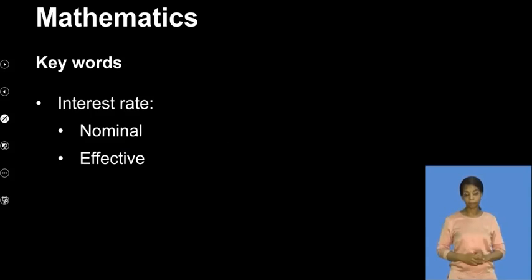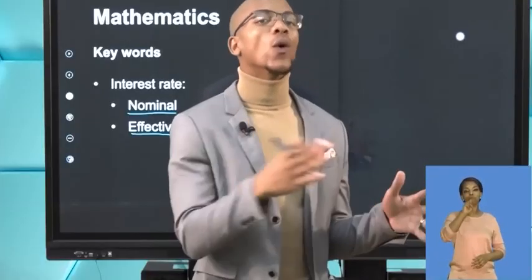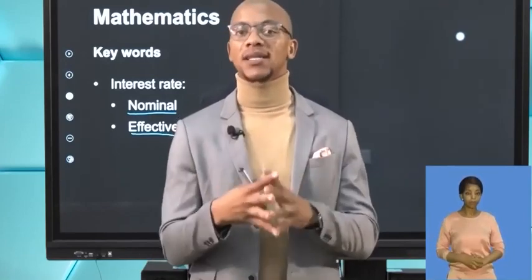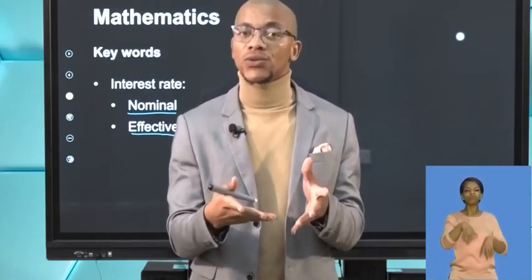Now, another concept that has to do with keywords would be our interest rate. There's nominal and effective interest rate. So let me just quickly explain this, then we'll do an example. Nominal interest rate will be what you are given for the whole year, right? So if they say to you, we're giving you 12% per annum, that's the nominal interest rate.